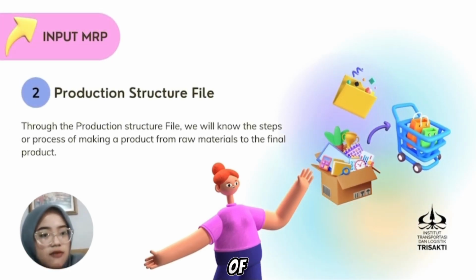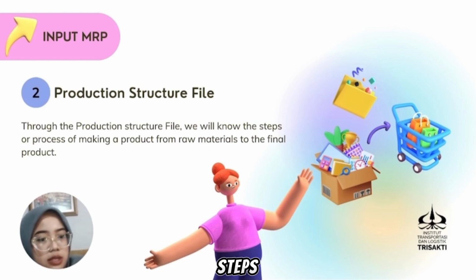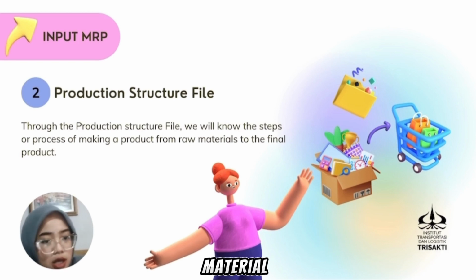The second input of MRP is the production structure file. Through the production structure file, we will know the steps or process of making a product from raw material to the final product.